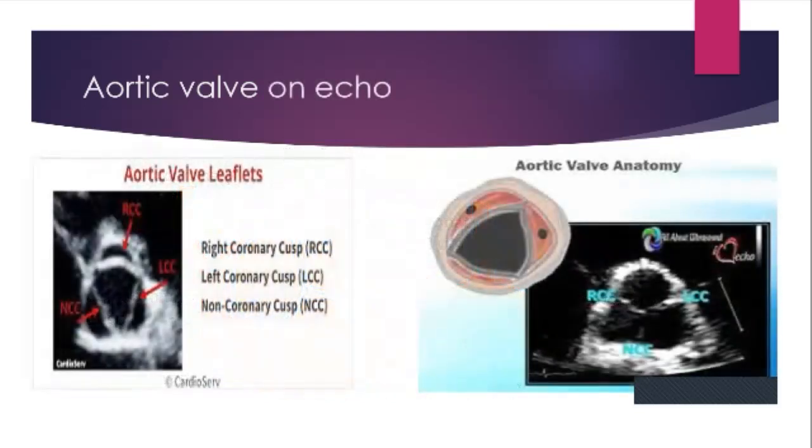You can see the aortic valve on echo. The right coronary cusp, the left coronary cusp, and the non-coronary cusp. The aortic valve anatomy, you can see it very well, how it looks. You can be able to see those things very well in the apical chamber view.